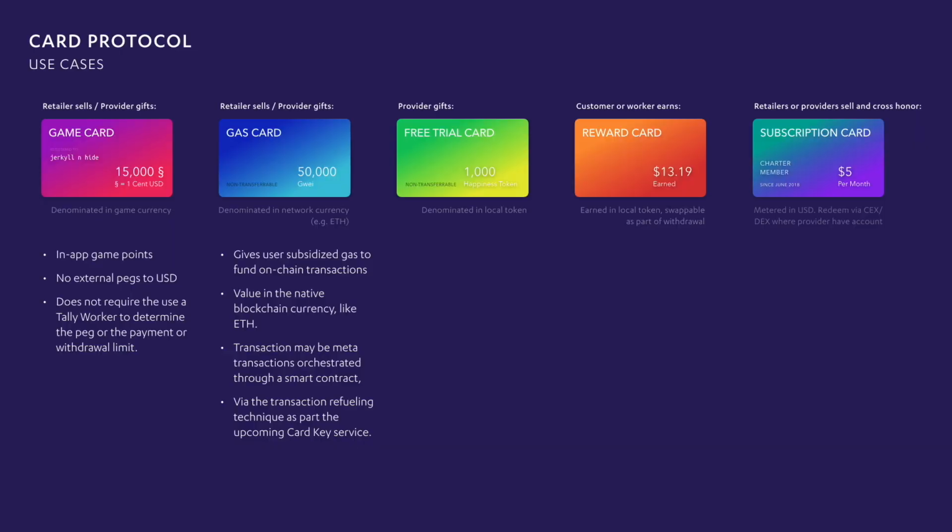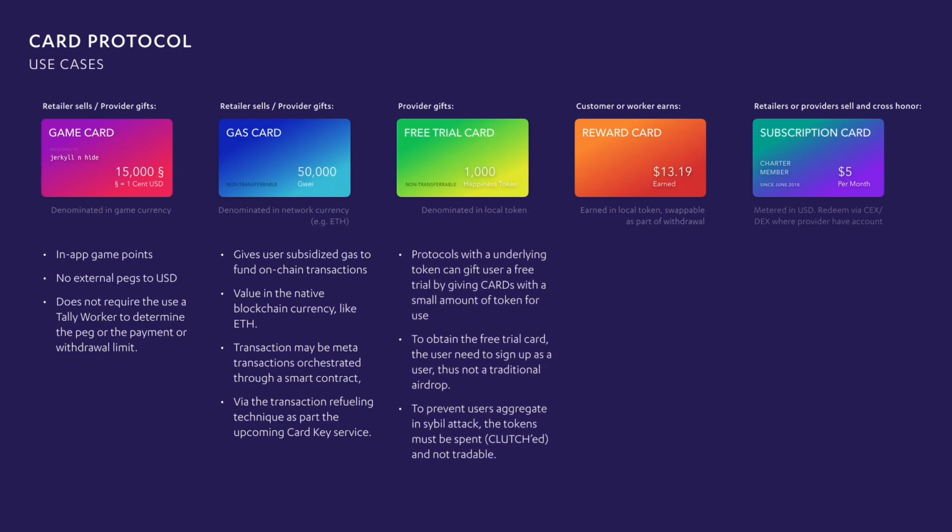So this could be someone selling you a gas card as a way to use a credit card to start doing Ether stuff, or it could be a gift as part of a free trial. Now, obviously, the free trial can be denominated in the local token. This would be similar in concept to what companies and protocols are trying to do: how could people try out your service without having tokens? So this would be another non-transferable way of doing it.